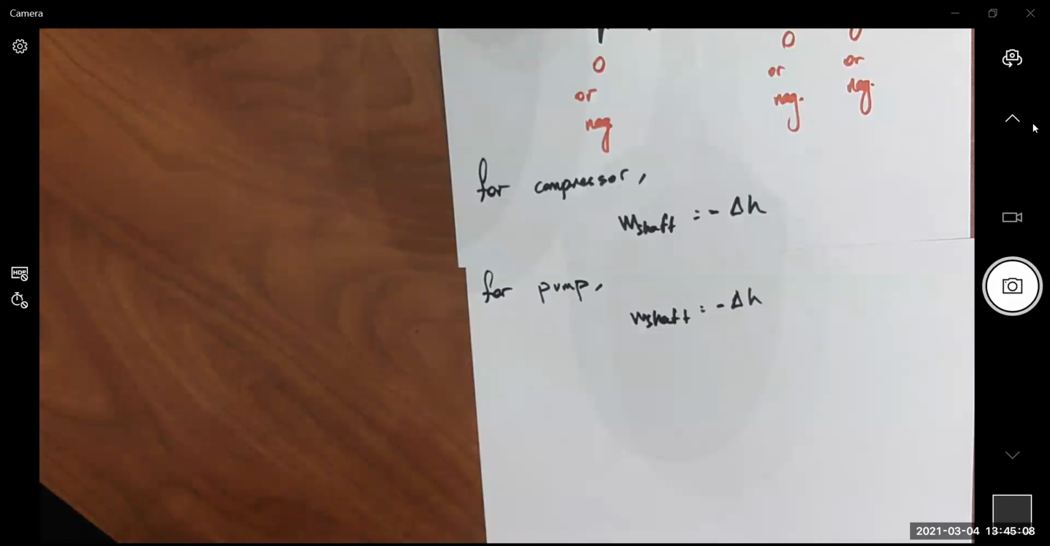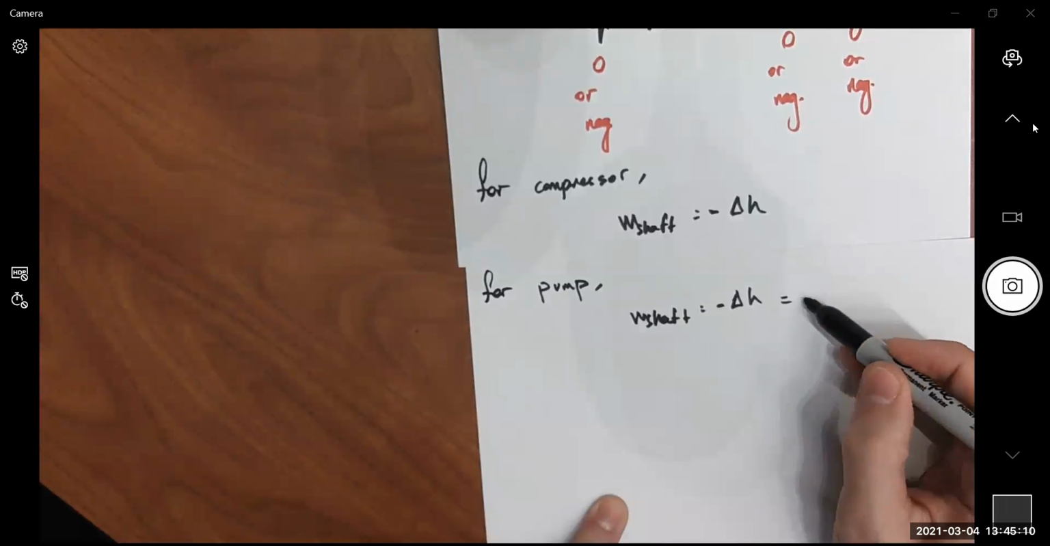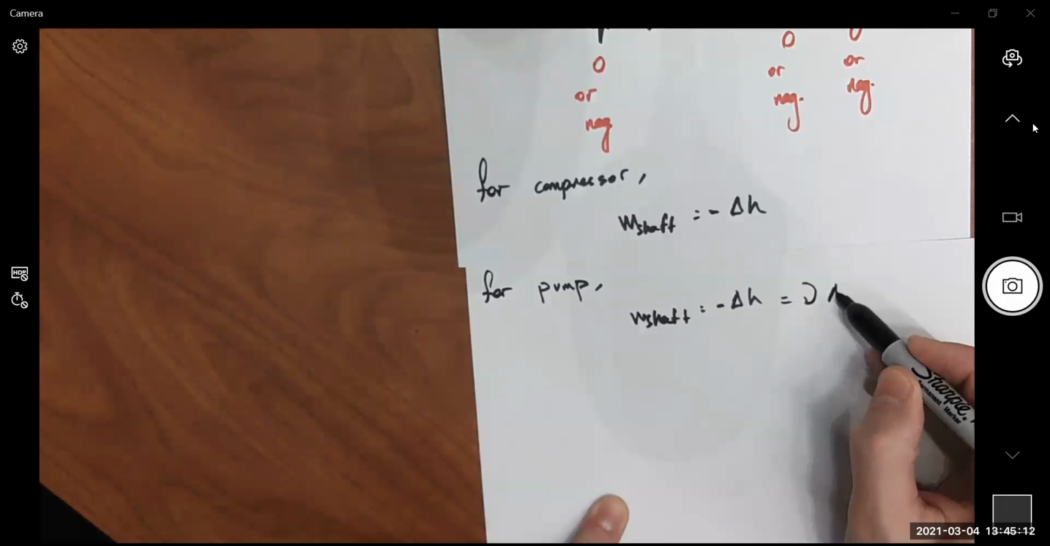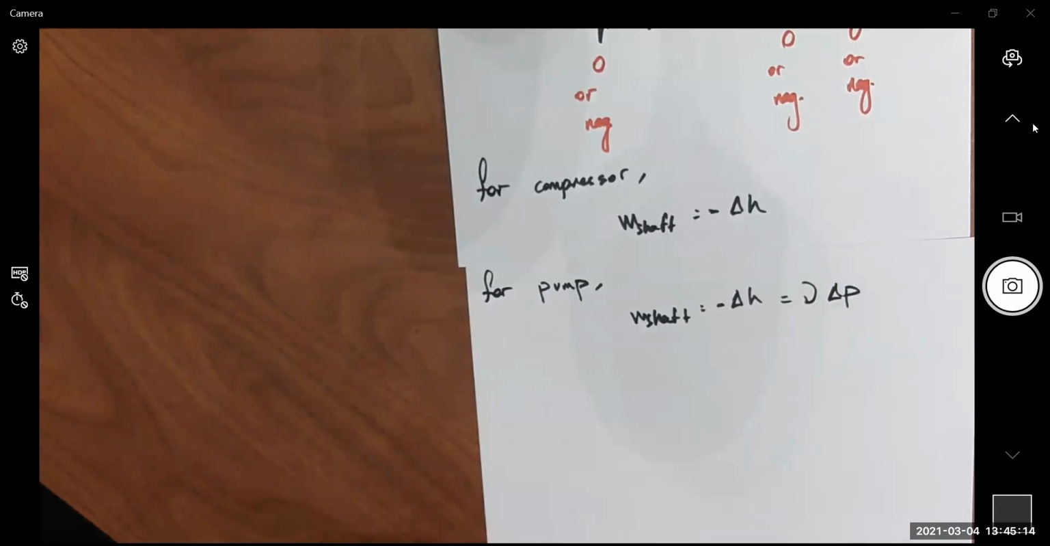Like this. Specific volume times pressure, okay? Only for pumps, which operate with an incompressible fluid. And that's another class, that's another course.